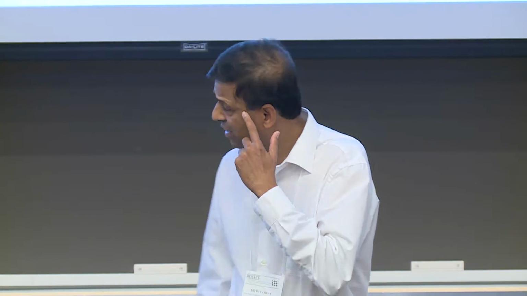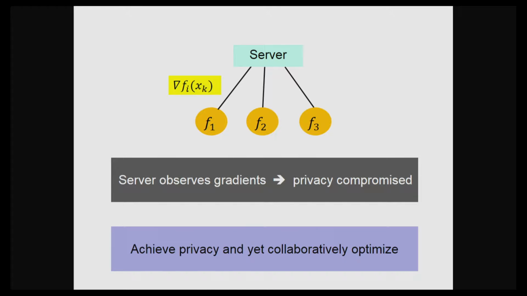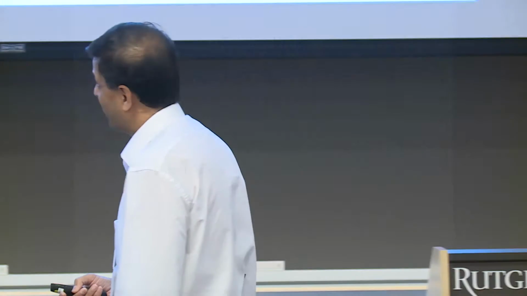The more gradients you send me, the more I can learn. So sharing information with the server compromises privacy, and we do want to protect privacy and yet optimize whatever cost function we set out to optimize collaboratively. So there is a lot of related work.